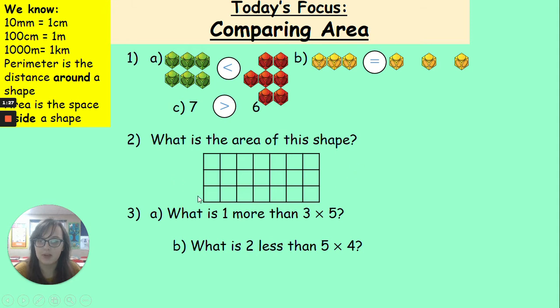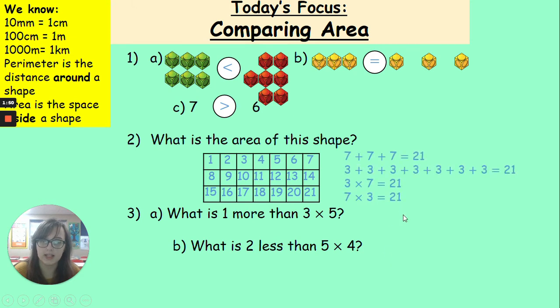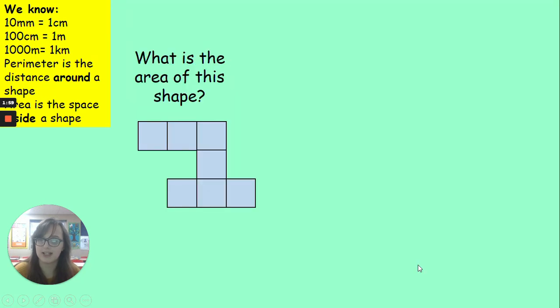To find the area of this shape, all we need to do is count up the squares inside it, because area is the space inside a shape. And once we've counted them all up, we'll find out that we have 21 squares. We could have also done this by counting in sevens. So 7, 14, 21. 1 more than 3 times 5. Well, 3 times 5 is 15, so 1 more is 16. And 2 less than 5 times 4, well 5 times 4 is 20, and 20 take away 2 is 18.